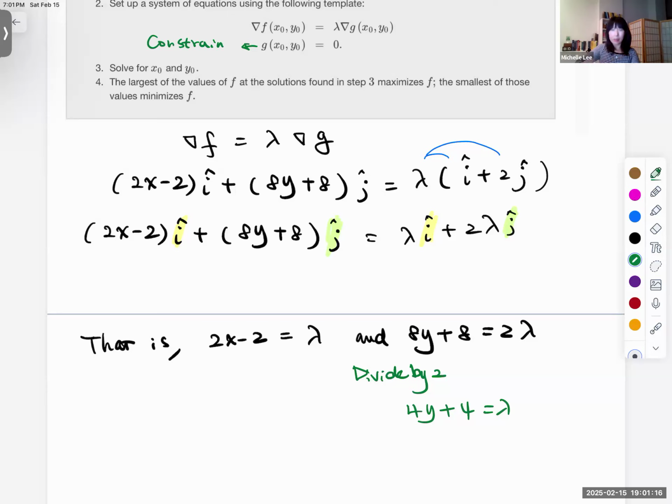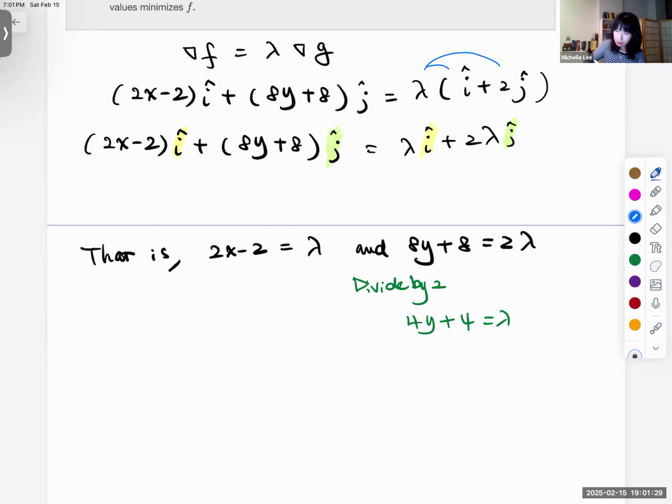Okay. So we can say lambda equal to lambda, right? Same. 2 equal to 2, 3 equal to 3, 100 equal to 100, right? So we can say lambda equal to lambda, right? So we have 2x minus 2 equal to 4y plus 4.